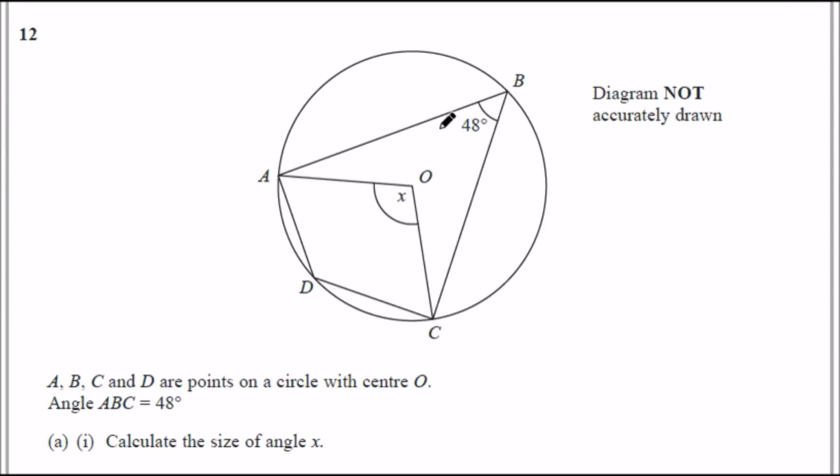So we're given a shape, so we've got some circle theorem problems. And we can see that A, B, C, and D are points on a circle with center O. Calculate the size of angle X.